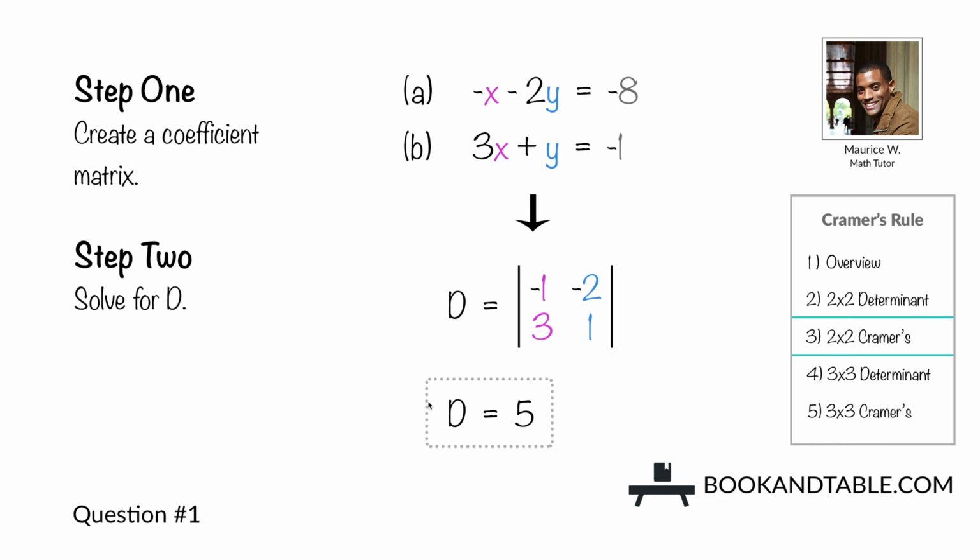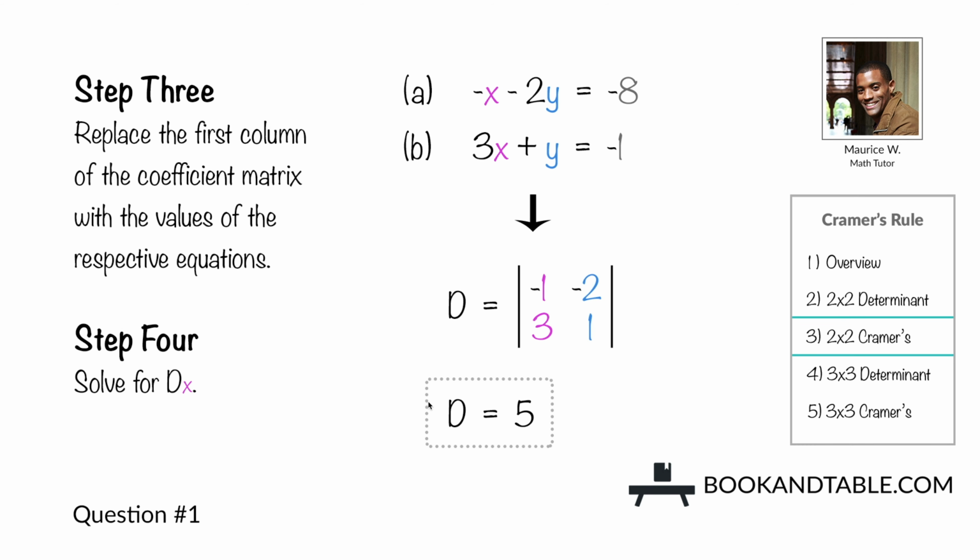We can now put that to the side, and we want to focus on finding dx now. Replace the first column of the coefficient matrix with the values of the respective equations. So for dx, we want to replace negative 1 and 3 with negative 8 and negative 1.